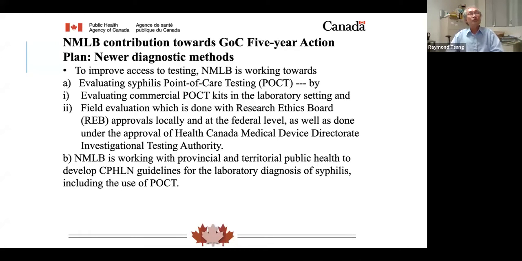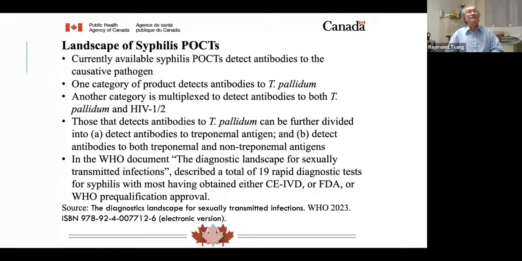NML is also working with provincial and territorial public health partners to develop guidelines for the laboratory diagnosis of syphilis, including the use of point-of-care test kits. And the next couple of slides describe the landscape of syphilis point-of-care test kits.